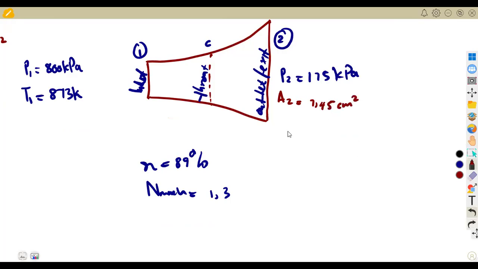It is 7,45, given in square centimeters there. So you must also be able to convert from square centimeters to square meters.